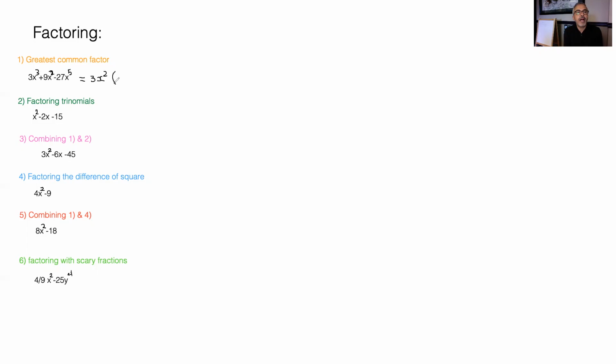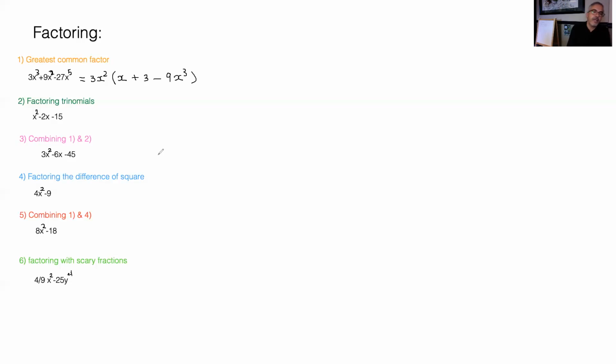And then you open brackets. If you go 3x cubed divided by 3x squared, you're going to get x, and that's what you write here, plus. If you go 9x squared divided by 3x, the x squares will cancel and you'll get 3, and then you have the minus. 27x to the 5 divided by 3x squared is 9x to the 3. This is done.